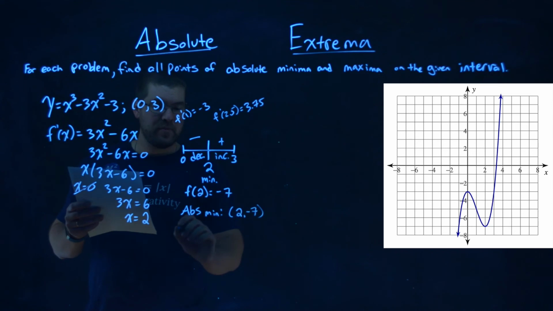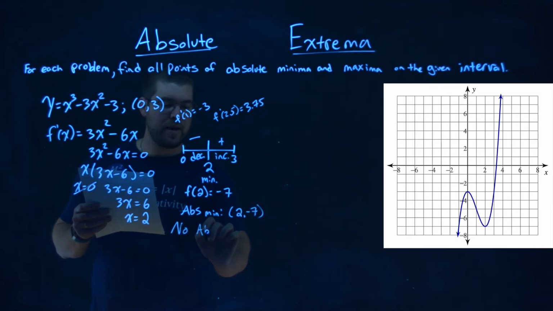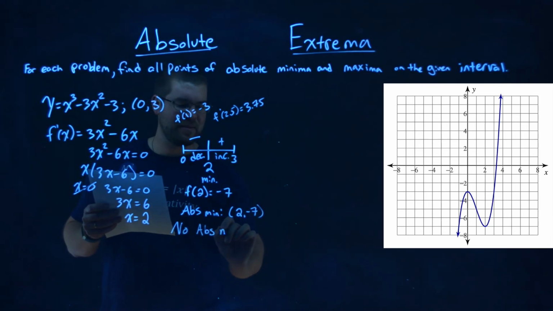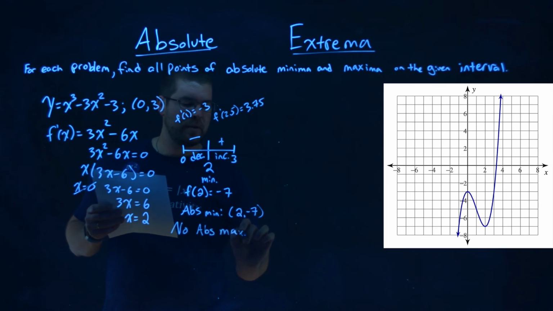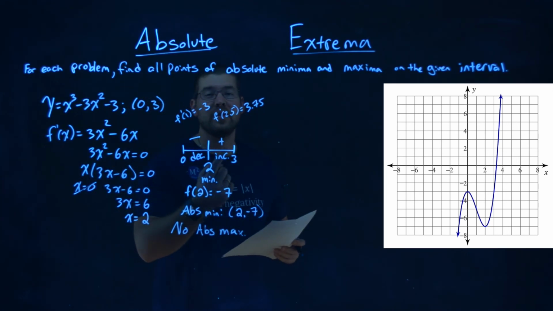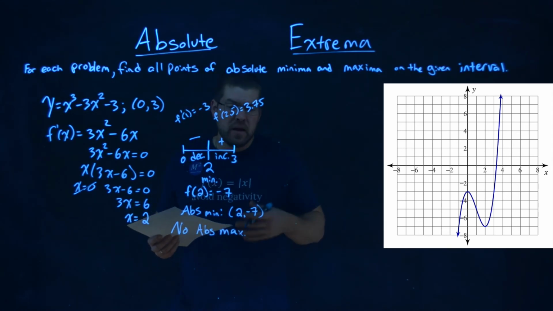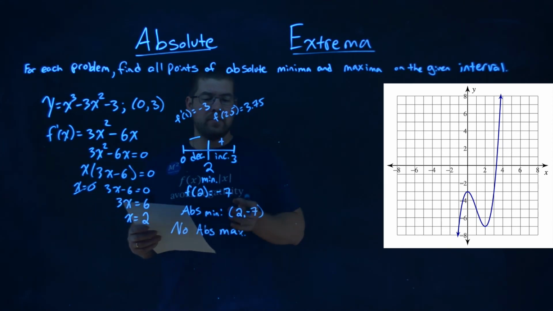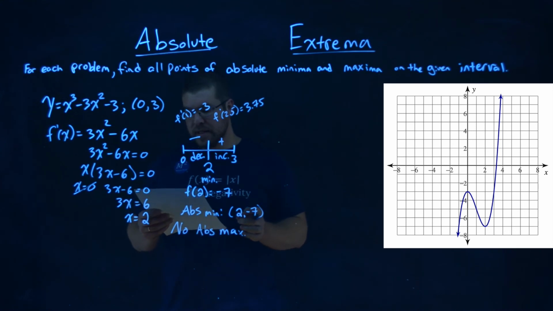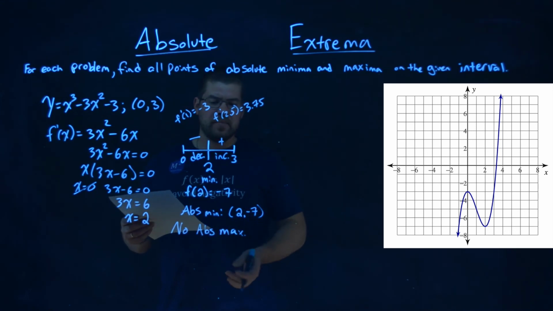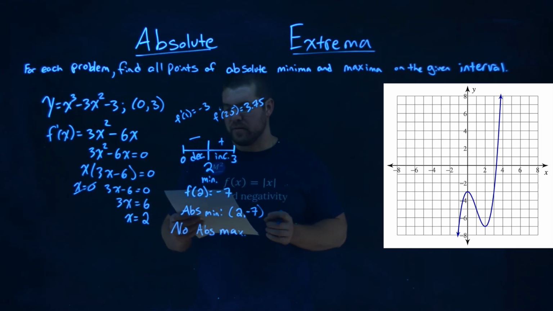And for absolute maxima, there is no absolute maxima on this interval because it keeps increasing all the way to 3, but doesn't equal 3, and that's it right there. So again, our final answer here is we have an absolute minima at 2, negative 7, and we have no absolute maxima.